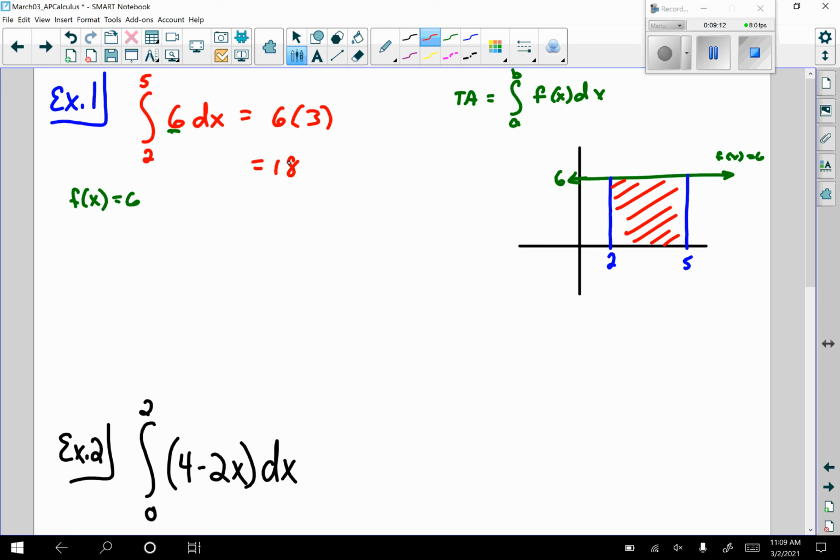Now, I wasn't really finding the area. I was only using the area to help us evaluate this integral. So I'm not attaching square units here. We're only using area to help us find the value of this integral.